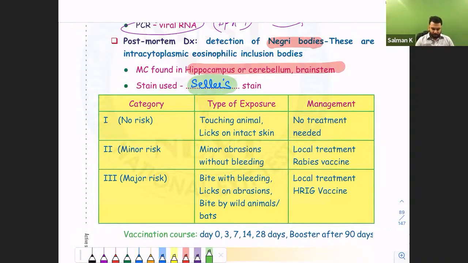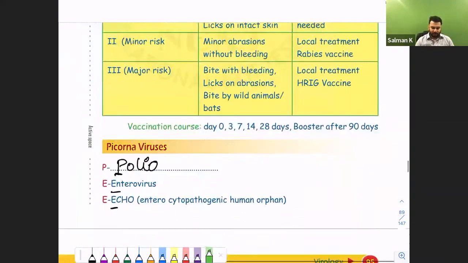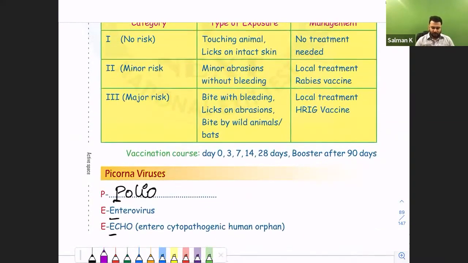Okay, now that you must have seen this, let's look at the management. I'm just going to tell you category 2 and 3. Category 1 is super simple. There is no risk of rabies. No treatment is needed. That's it. No risk of rabies. No treatment is needed also.